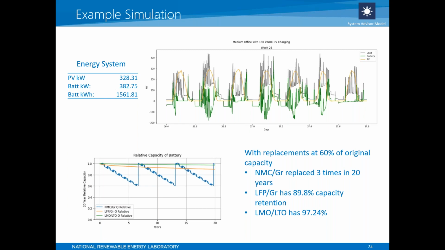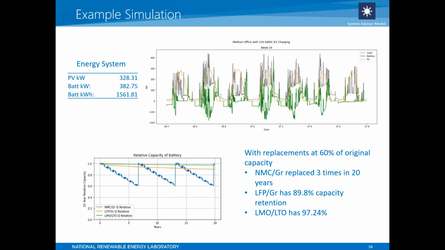And so with this very specific battery load profile, we can see what happens with replacements if we say that we will replace the battery at 60% of original capacity. Given an NMC graphite battery, we see that the replacements happen around year 7, year 13, and right before the beginning of year 20. In contrast, LFP graphite has about 89.8% capacity retention, and LMO LTO has about 97.24% capacity retention.